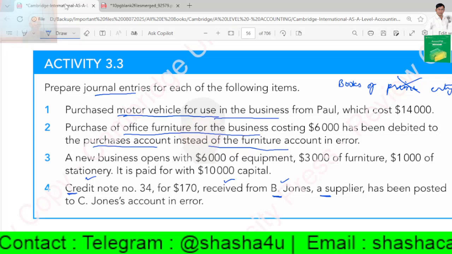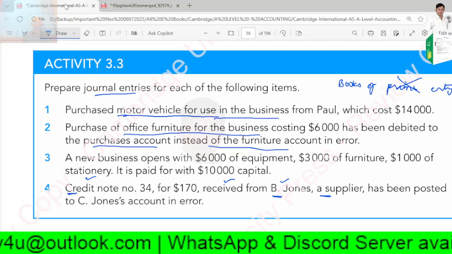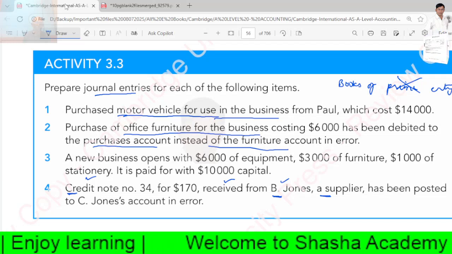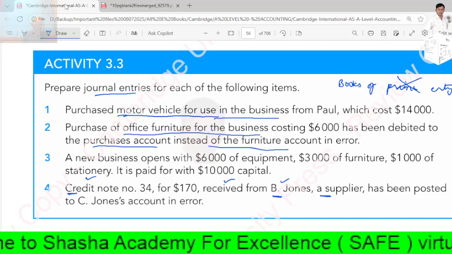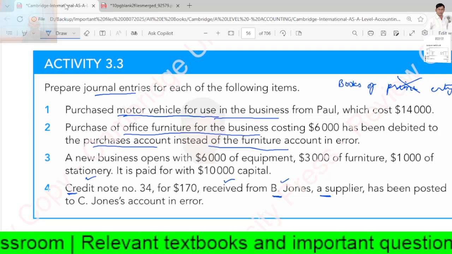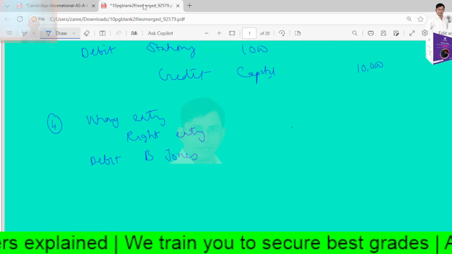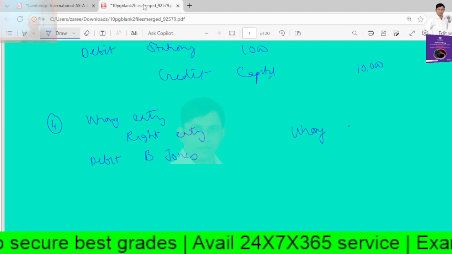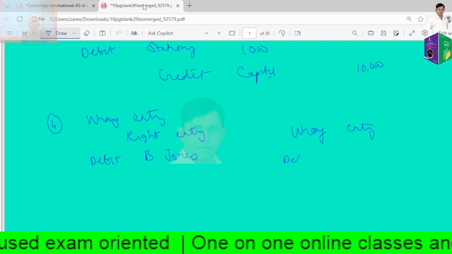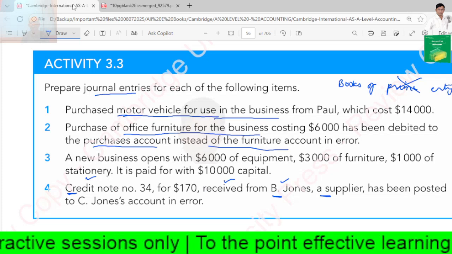See, understand the thing. Credit note number 24 for 170 received from B Jones. So you have received a credit note. Credit note means you are getting credit, means you have to debit B Jones. Understood? So that is the right entry. What is the wrong entry? What have you done? Instead of debiting B Jones, you have debited C Jones.